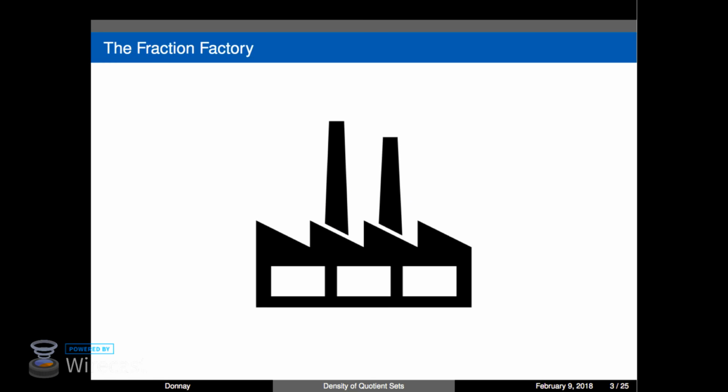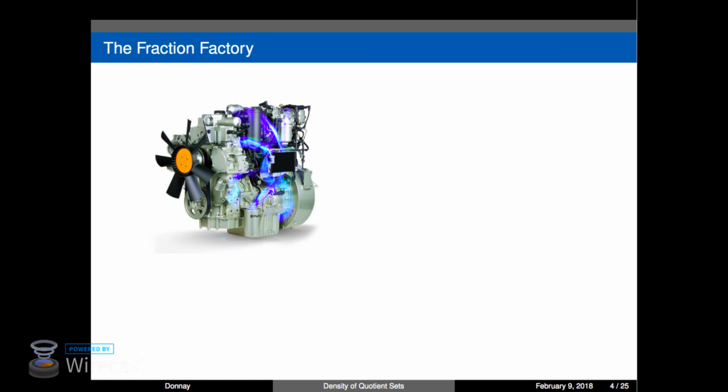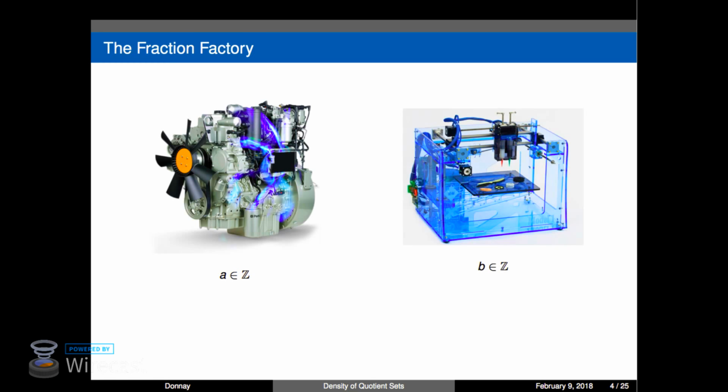So, let's start with a metaphor. We have the fraction factory, and the fraction factory does one thing. It makes fractions. And people come to the fraction factory and they say, I want you to approximate my favorite real number with a fraction. So a machine spits out the numerator, a. The numerator is a whole number. Another machine spits out the denominator, b, which is another whole number. And together they make the fraction a over b.